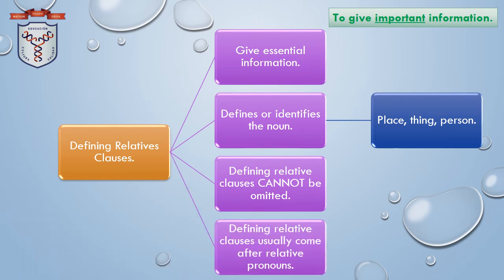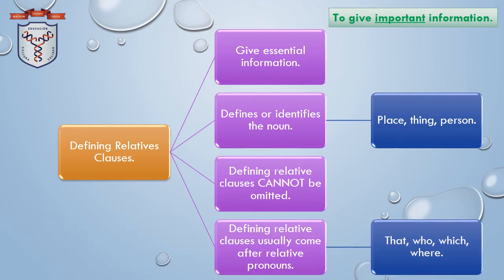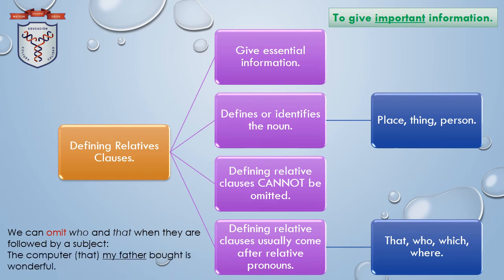Defining relative clauses usually come after relative pronouns, like that, who, which, or where. So the defining relative clause is after these words. You can omit the relative pronouns who and that when they are followed by a subject, by a noun. Example: the computer that my father bought is wonderful. Or you can say, the computer my father bought is wonderful. The subject in this sentence is my father.